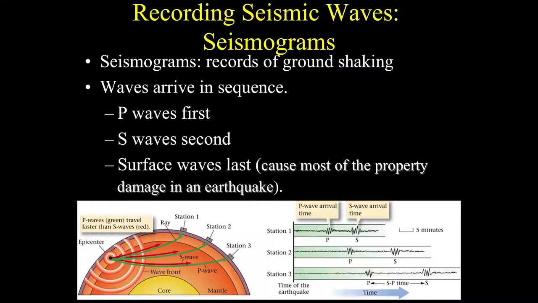Let's start with the description of recorded seismic waves, generally known as seismograms. In other words, seismograms record the ground motion. The waves in seismograms arrive in sequence: P waves first, S waves second, and surface waves last, which cause most of the property damage in an earthquake.